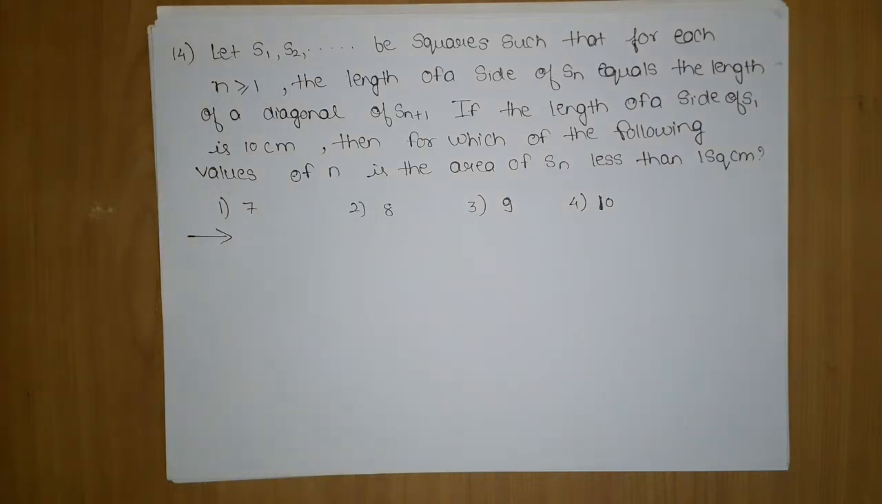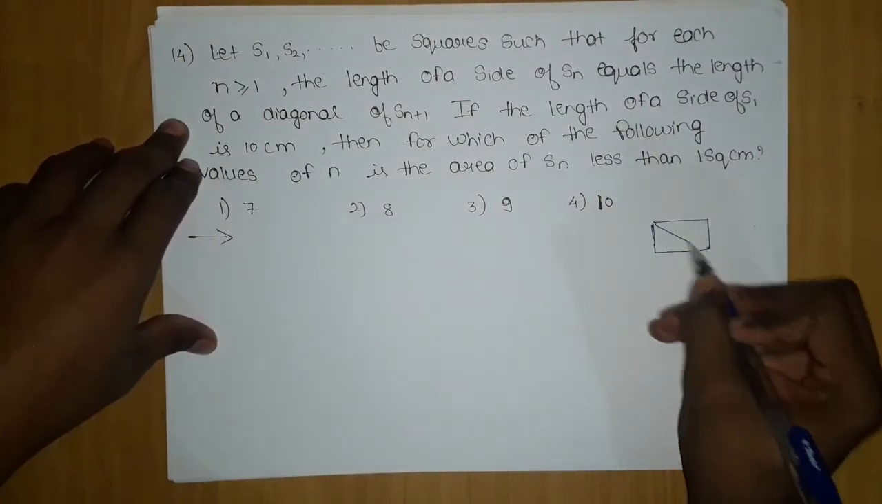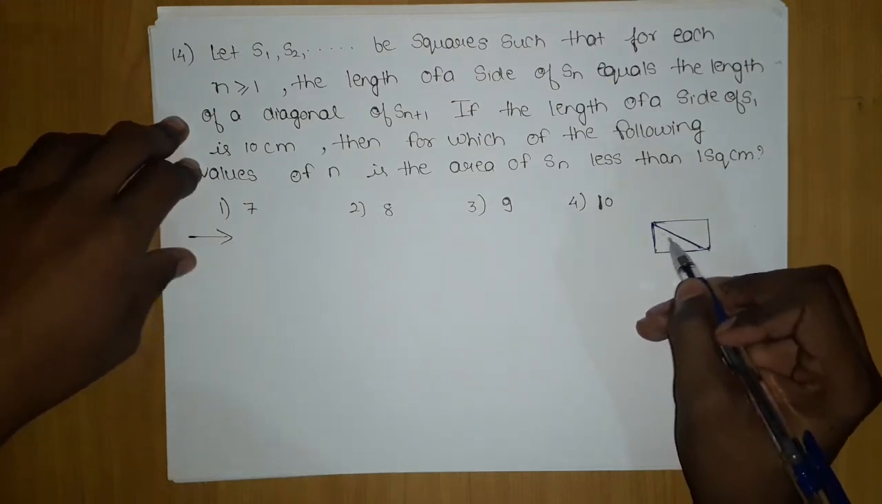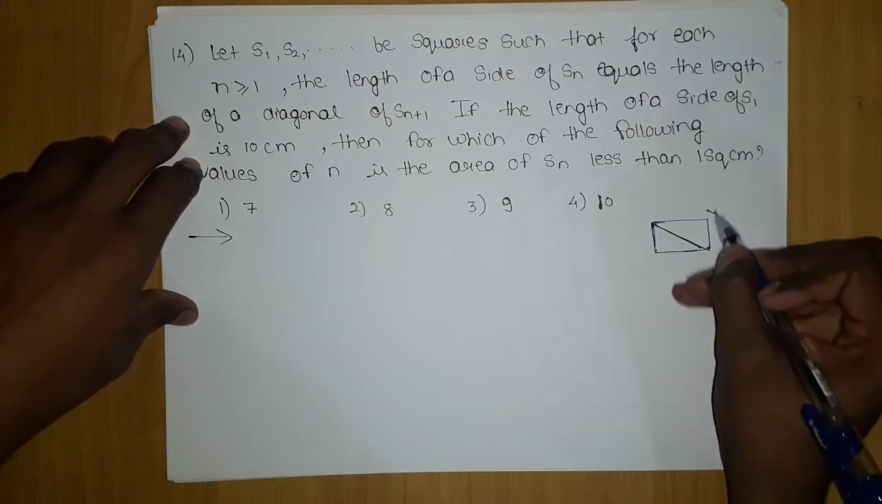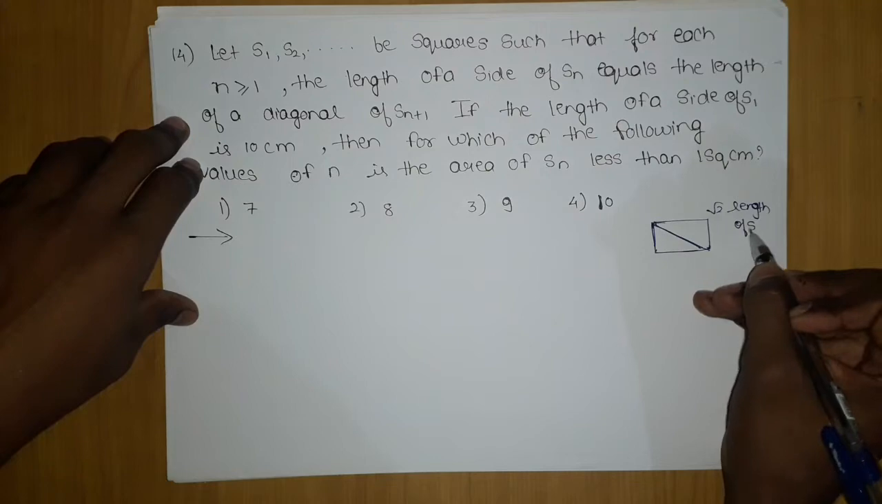Now in a square, if you draw a square, by Pythagoras you can do this. It is nothing big. The length of the diagonal is nothing but root 2 times the length of the side.